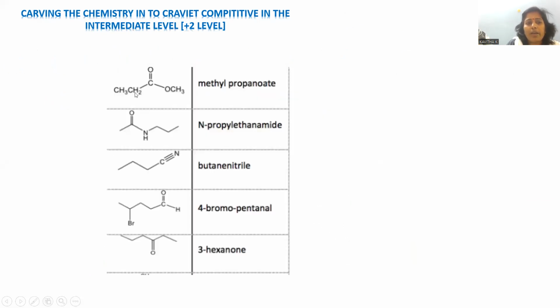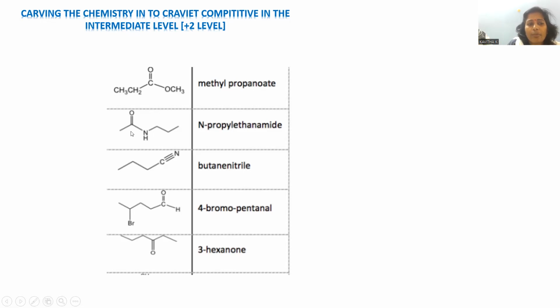In accordance with IUPAC, the first compound is an ester. Whenever an ester is there, alkyl alkanoate will be the IUPAC name in general. Alkyl stands for the shorter carbon chain, which is methyl. Alkanoate means the longer parent chain is taken here. The number of carbons is 1, 2, 3. Three carbons is prop, so here it is propanoate. Alkyl means methyl, and alkanoate means propanoate. So methyl propanoate is the IUPAC name of compound number 1.